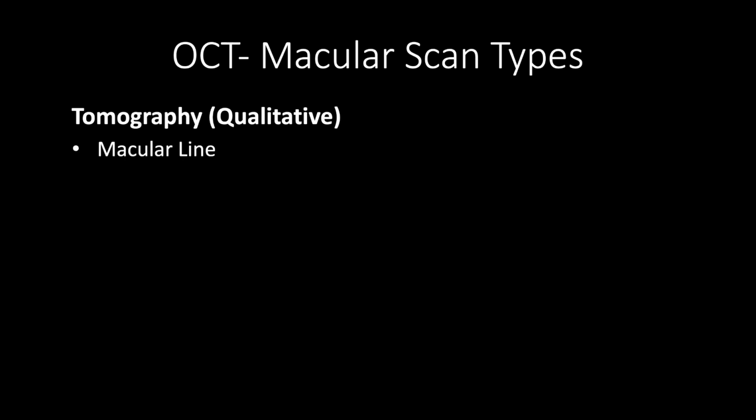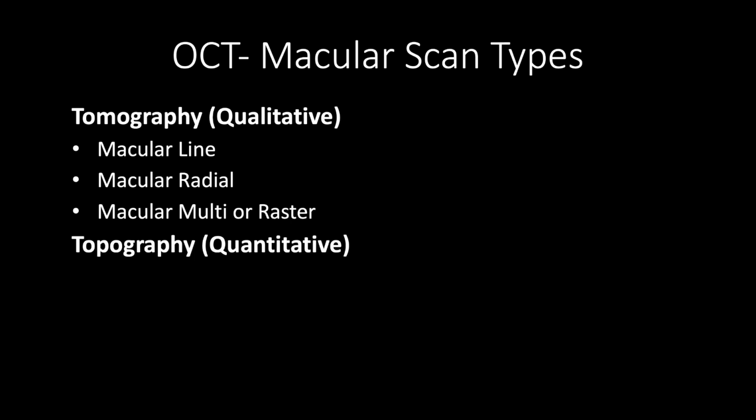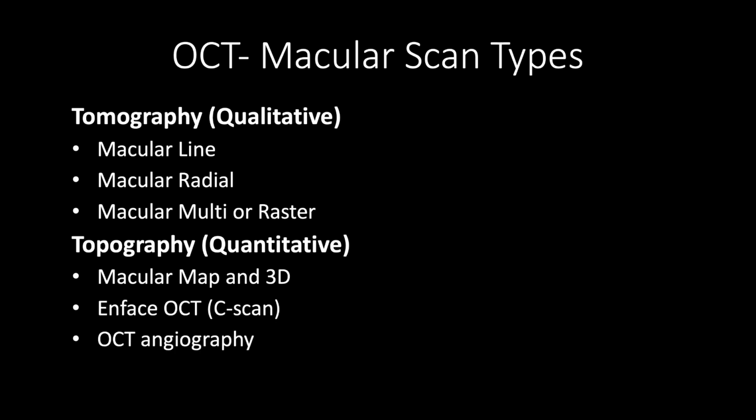There are two main types of OCT scans: qualitative, which is tomography scans, and quantitative, which is tomography scans. The tomography scans vary depending on the OCT machine software capabilities. Still, the most popular scans are line scan or B scan, radial scan, macular multi or mesh, and raster scan. The tomography scans are macular map, macular 3D, enface OCT, and OCT angio, which unfortunately won't be discussed in this course, and maybe in other future courses.